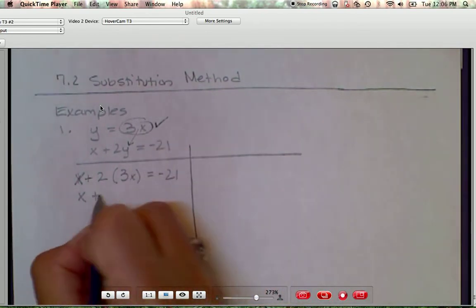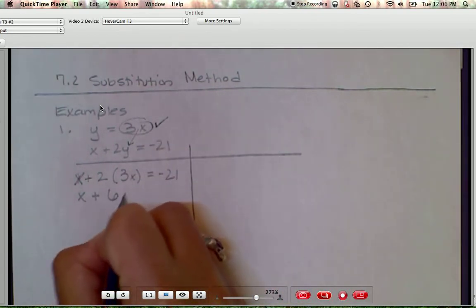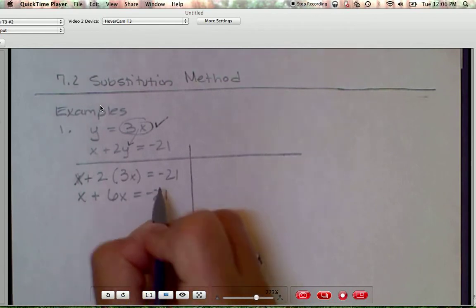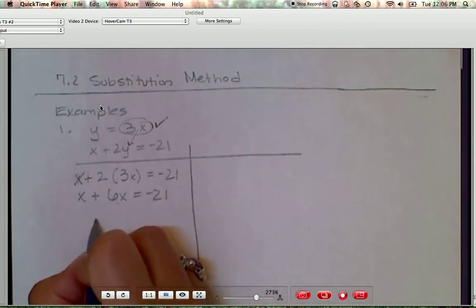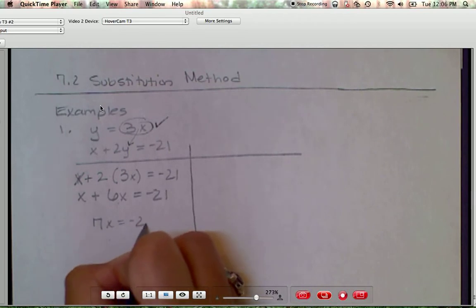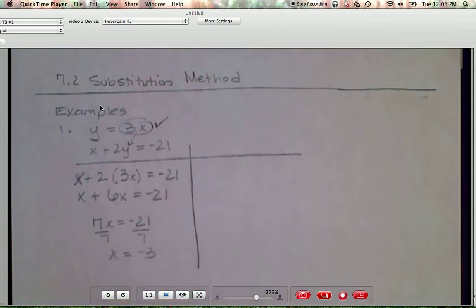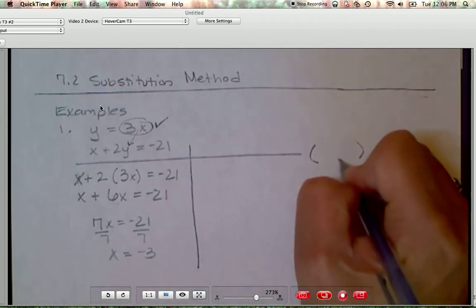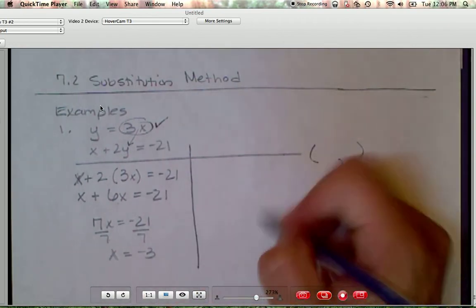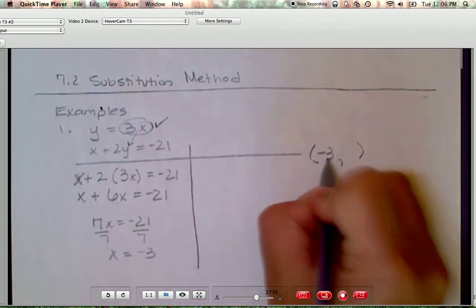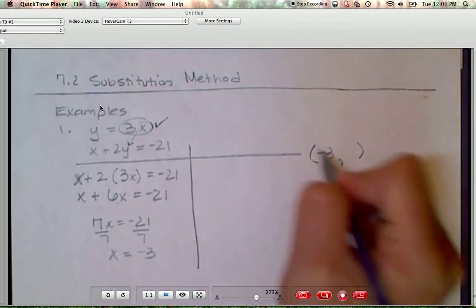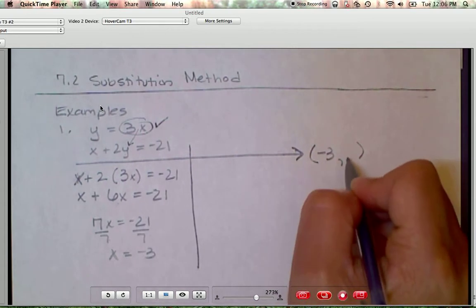So we get x plus 2 times 3x, which is 6x, equals negative 21. X plus 6x is 7x. And when we divide both sides by 7, we get x equals negative 3. We are not done though. Remember, we're looking for a point, a solution, which is a coordinate point. We need an x and a y. This is our x value, so here's our negative 3. But we also need a y value.